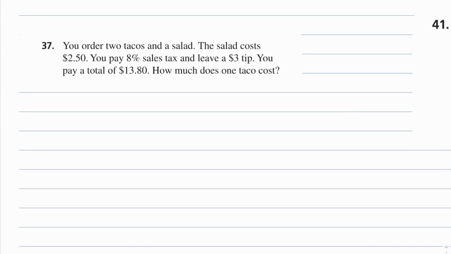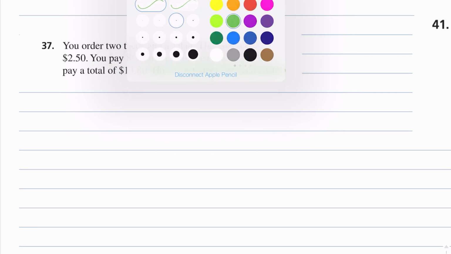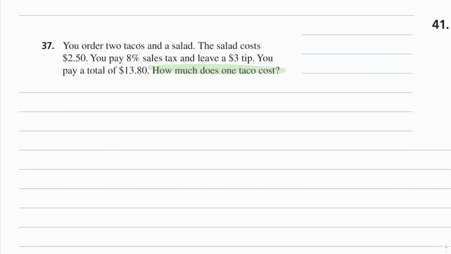Let's take a look at number 37. So we order 2 tacos and a salad. It tells us that the salad is $2.50, and we know that we have to pay 8% sales tax, and we leave a $3 tip. And the total amount we owe is $13.80, and we need to figure out how much one taco costs. So we talked about in class that the question they ask us helps us define our variable. So I'm going to let x equal the cost of one taco.